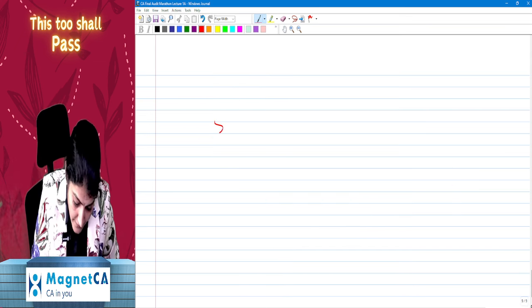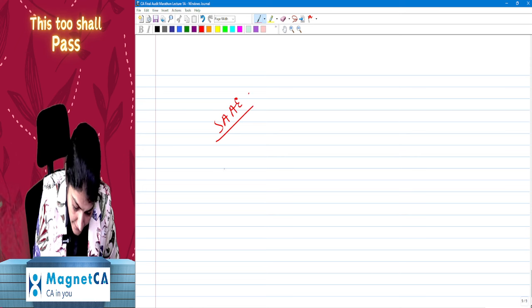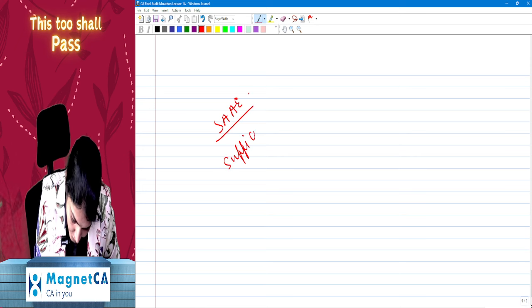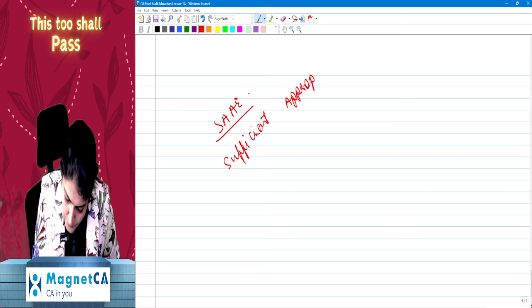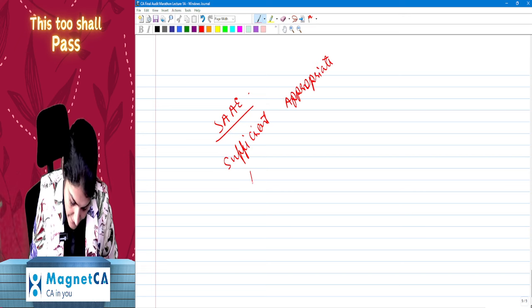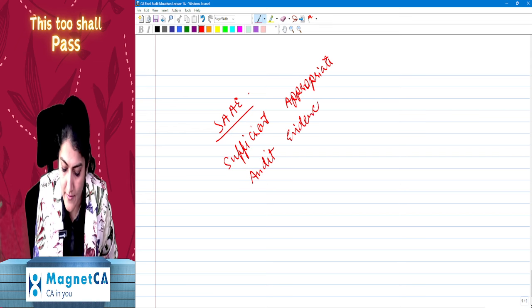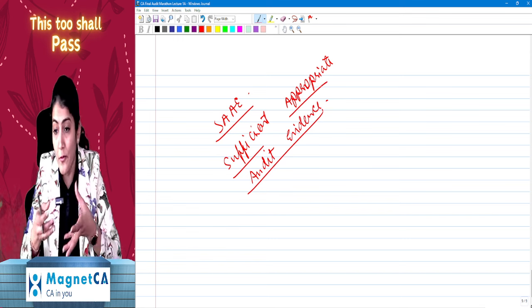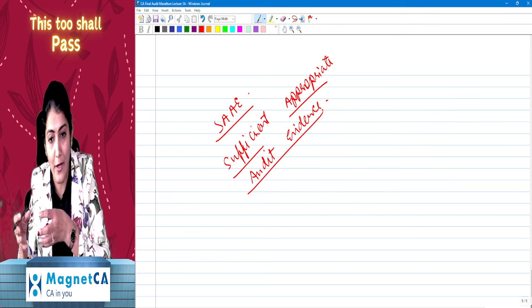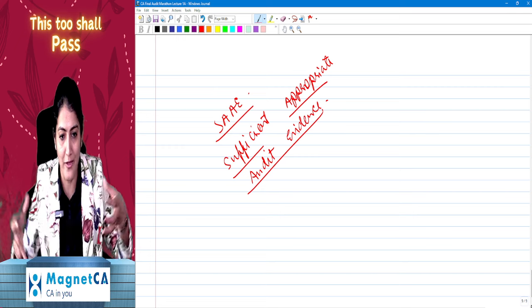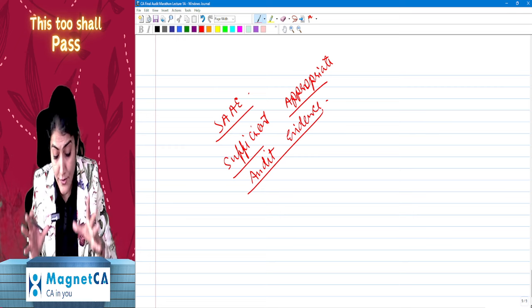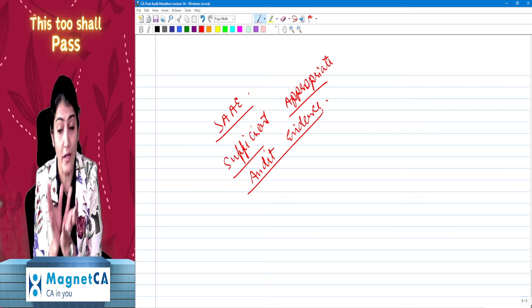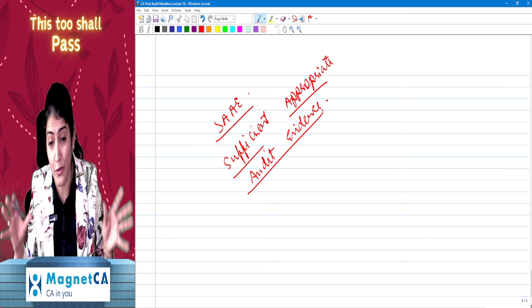In the class we keep on saying SAAE, but when it comes to the exam hall you will write sufficient appropriate audit evidence. You may say, ma'am, don't worry, we will write the full form because anyway we have less content to write, and if we write the short form, it will further reduce the content we have for writing in the exam. But as a general caution, I'm telling you: no using any sort of short forms in the exam.